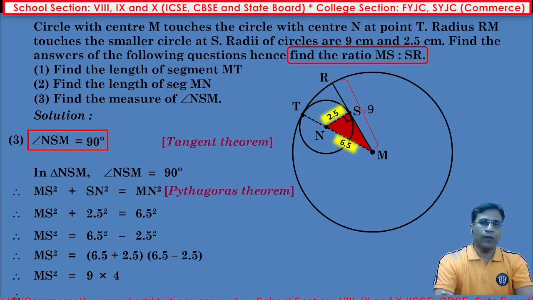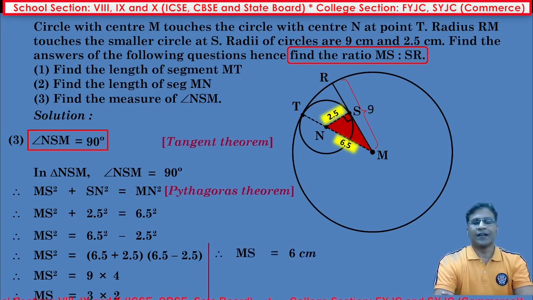Now when we take the square root, MS becomes 3 into 2. And 3 twos are what? 6. So we get MS as 6 centimeter. Okay, one part is done. Now see, we know MR is 9, out of which MS is 6. So can we get RS? Yes. So let's first find RS.